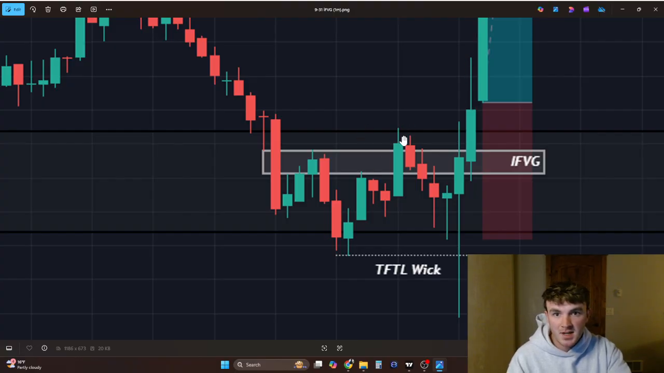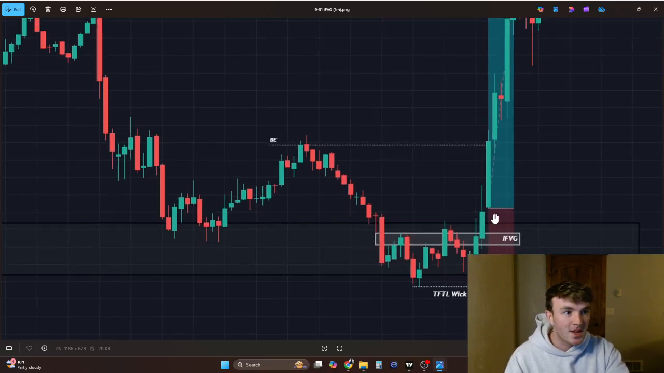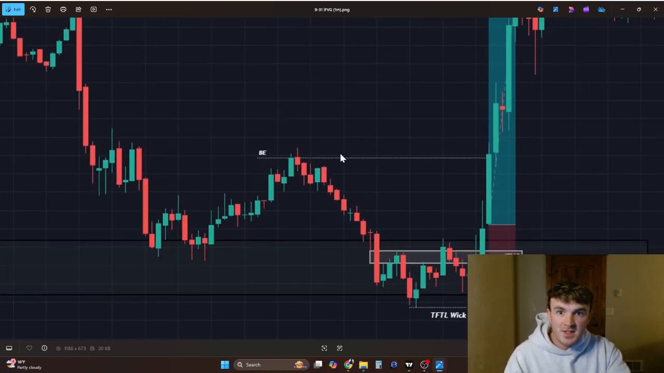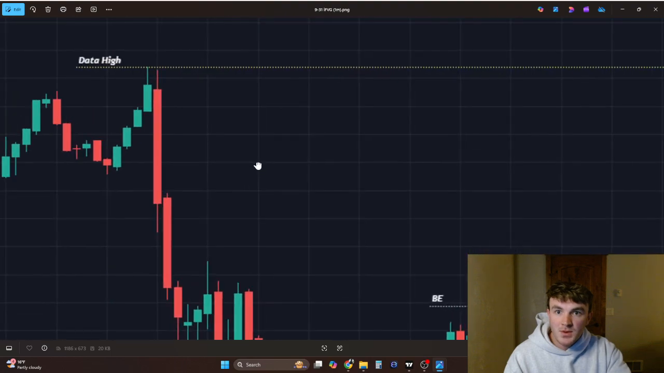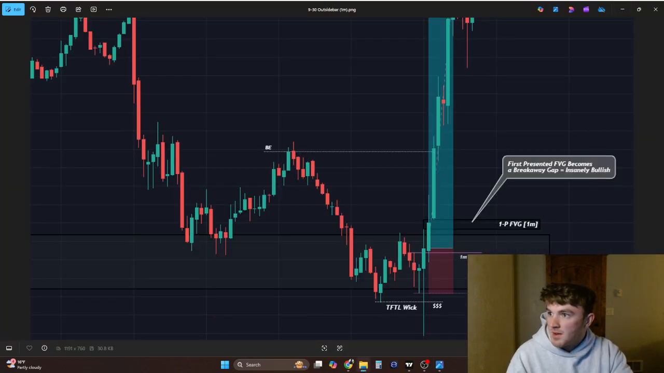This one is not ready to go run liquidity. This one's very obvious it's ready to go run liquidity. Once again, with this very nice, thanks for the liquidity wick. So we close above this gap with this giant momentum candle, great break-even spot, and then we run up to our data high. Bang.